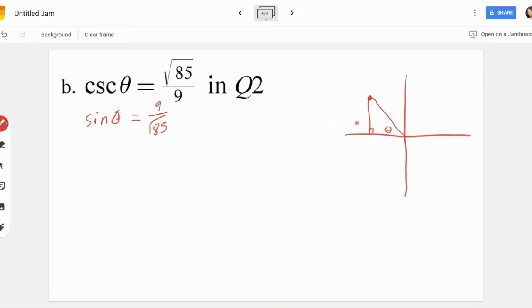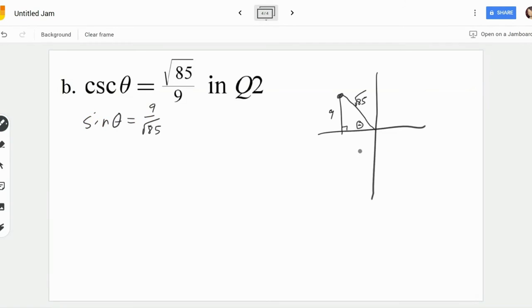So sine is opposite over hypotenuse. So this is 9 over square root 85. Then we want to figure out what this side is. So we can do that next. Then we would figure out this other side.